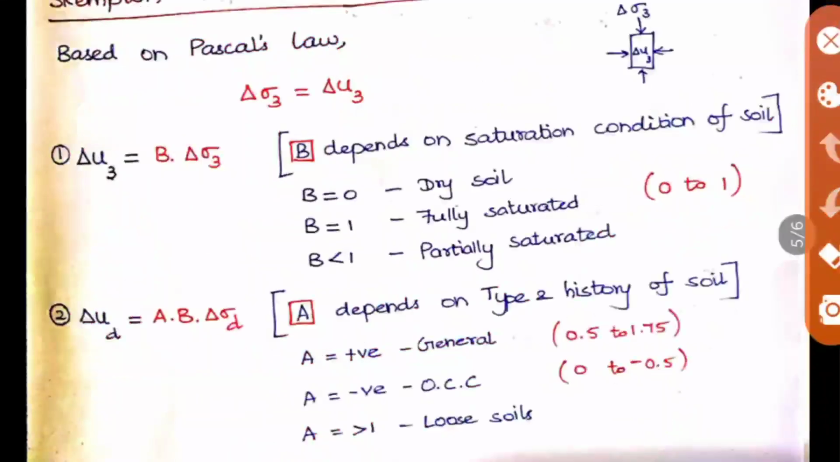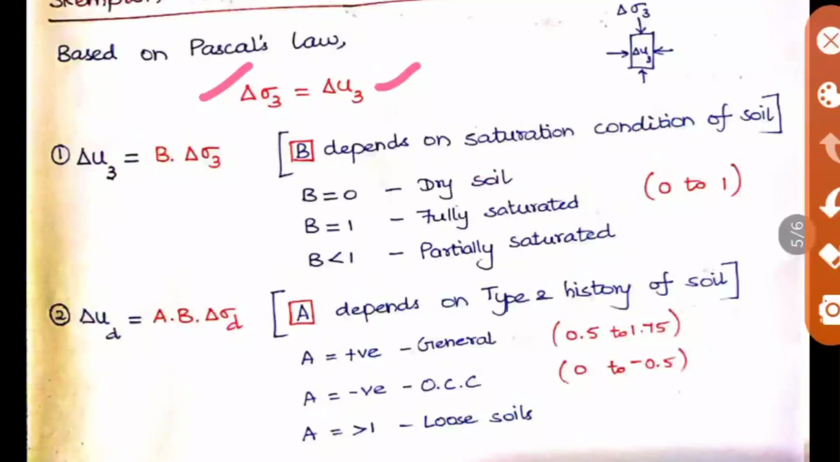So I told you about Skempton's pore water method. This is nothing but the method to find the pore water pressure in the soil, so we'll be seeing that now. Based on Pascal's law only this is taken. Here they are considering only 2 terms, that is the change in the stress of the soil and the change in the pore pressure of the soil. Both of these will be in an increasing manner only.